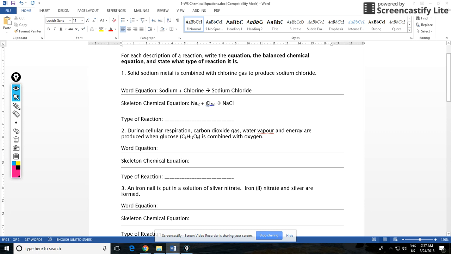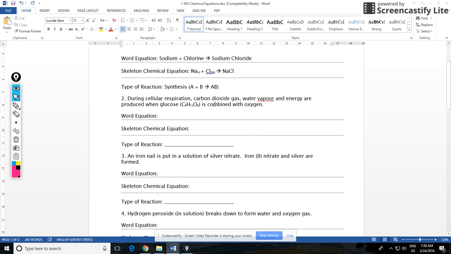So just to recap here, we had two things coming together to make one. We had sodium and chlorine reacting to produce sodium chloride. So two things making one. If you review your grade 10 notes and you look in your textbook, you could probably identify this reaction as being a synthesis reaction, when A plus B come together to make AB. So they make one product.